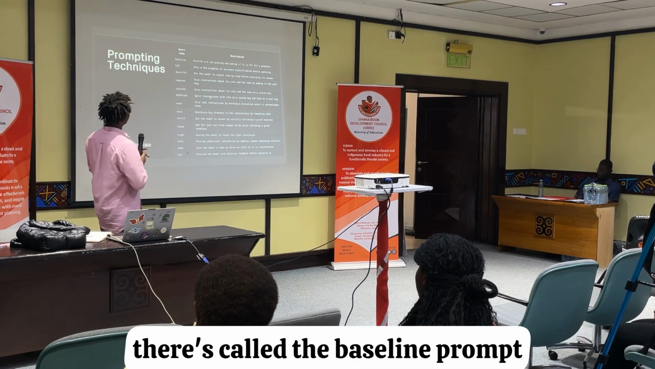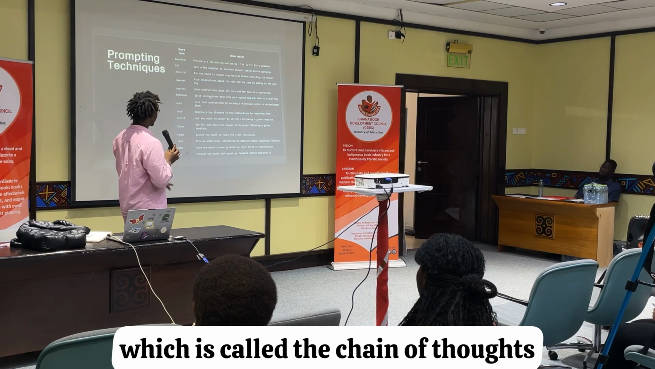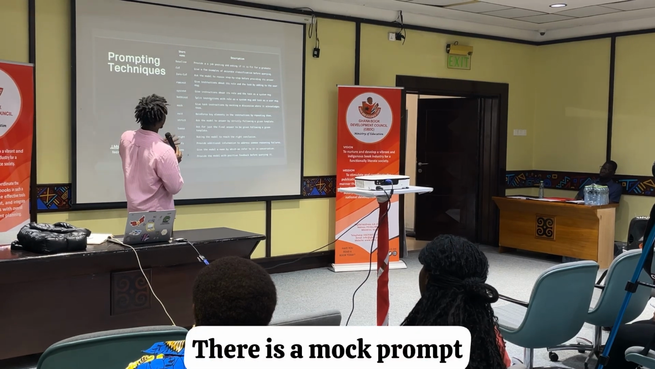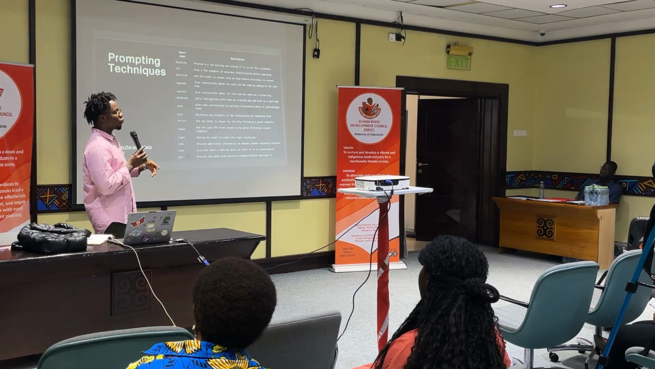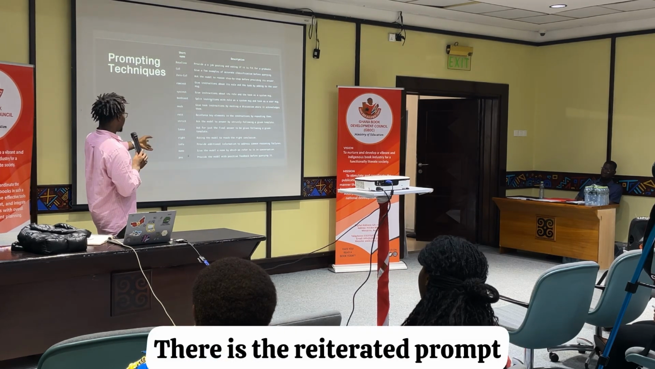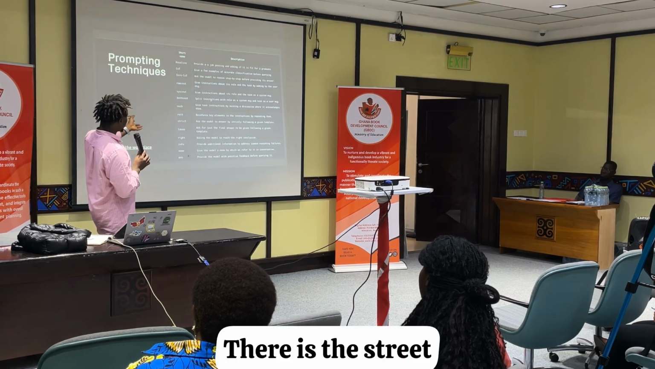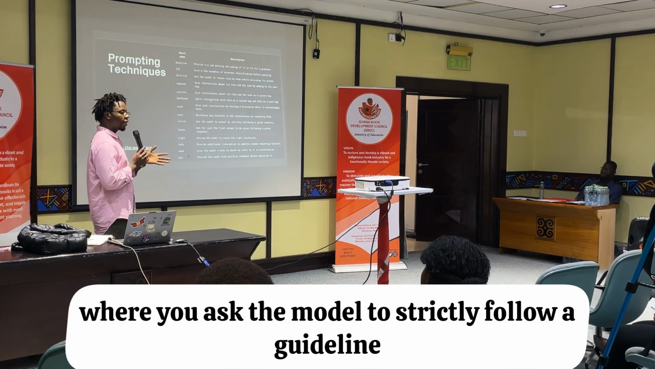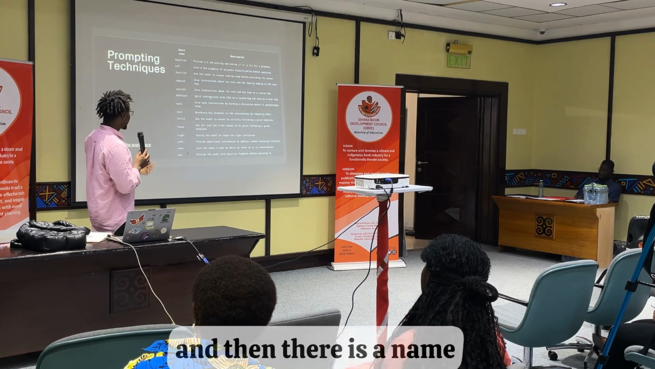Now, there's the baseline prompt. There is the zero-shot COT, which is called the chain of thought. There is a system instruction prompt. There is a mock prompt, which is you give an AI a prompt and then you tell it what an actual interaction for it would be. There is the reiterated prompt, which is you reinforce the key elements you want in the prompt. There is the strict prompt, where you ask the model to strictly follow a guideline, or loose, where you ask it to just be free. And then there is a name.